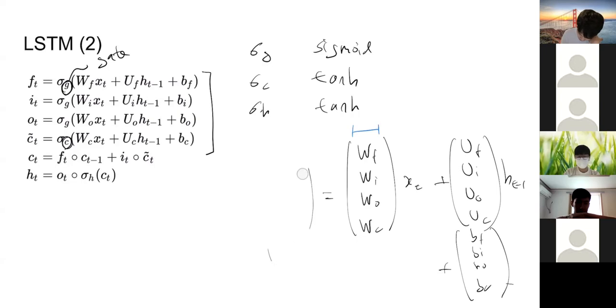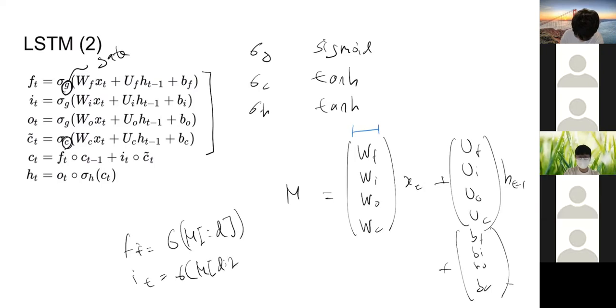So in practice, what people do is you just compute this first. Let's just call this some M. And then what you do is something like FT is sigmoid of M of, you want to just obtain the first, say, how many? D-dimensional vector, D dimensions of the vector, right? Something like that. And how about the I? Sigmoid of D to 2D, and et cetera. So then this way, your matrix multiplication can be very efficient, parallelized very fast.